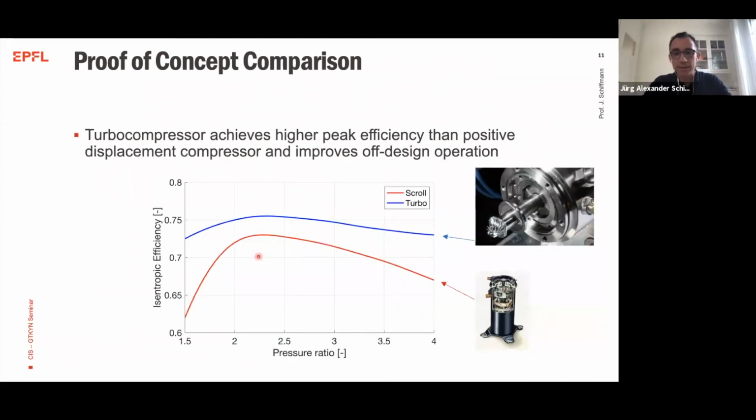When comparing this turbocompressor from a point of view of isentropic efficiency over the pressure ratio and comparing it to a classical state-of-the-art positive displacement machine, you can see that this turbocompressor achieves higher efficiency than the positive displacement machine, and it also improves the off-design performance, which for a heat pump is actually key to achieve high performance.